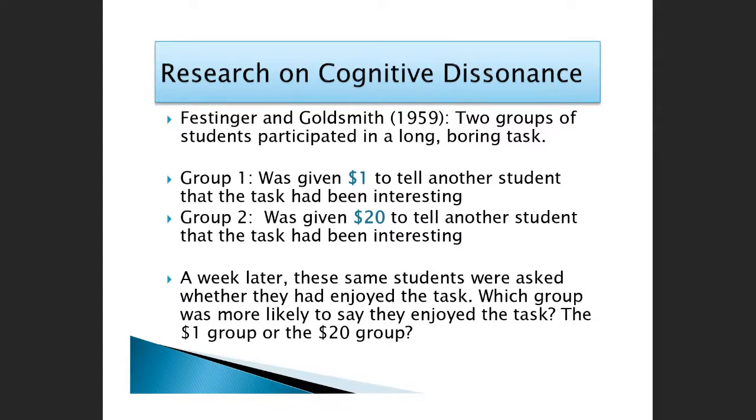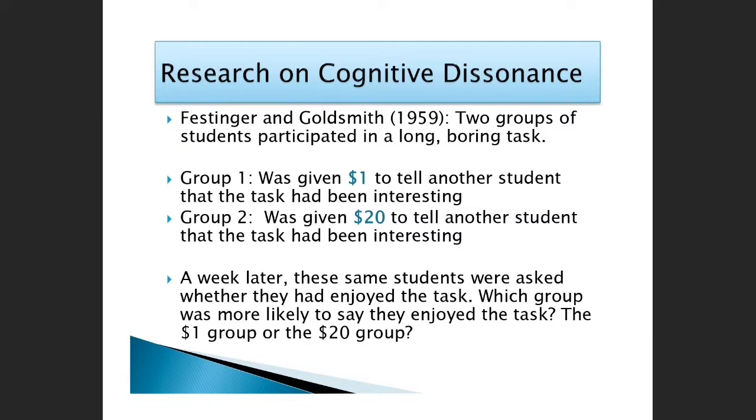The first group was given $1 to tell another student who was waiting, who was actually a confederate, that the task had been interesting. It's like, would you please tell the student waiting outside that this was an interesting task, and I'll give you $1 to do that. The second group was given $20 to tell another student that the task had been interesting. So basically, both groups were asked to lie to a waiting student. One group was given $1, one group was given $20.